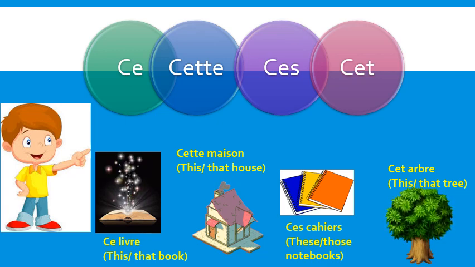And lastly, cet arbre. Arbre is a masculine singular noun starting with a vowel. So we use the adjective cet. Because two vowel sounds cannot be pronounced together, that is why ce changes to cet for masculine singular nouns beginning with a vowel.